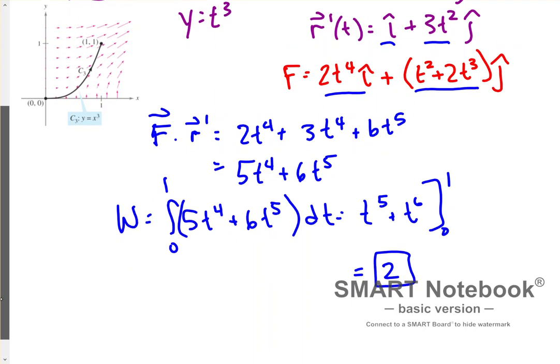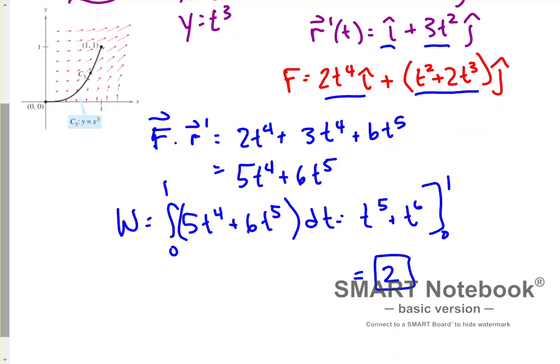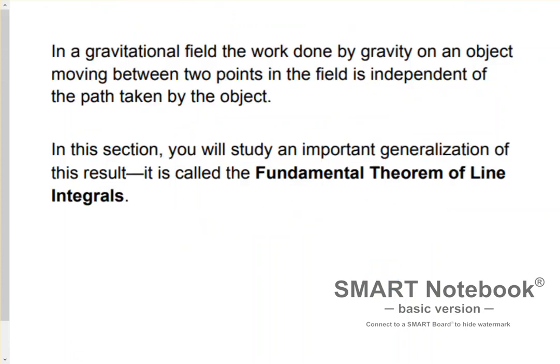Okay, so when I set up that one, I did get a whole different integral, but I keep producing this 2 as my final answer. So by now you should be suspecting that something is going on. There's a theorem that says the work done by a conservative field is independent of the path taken. So we could have taken any of those paths. As long as you are in a conservative field, you will get the same result.